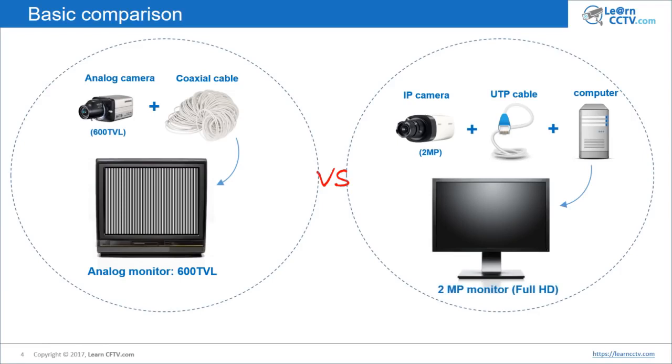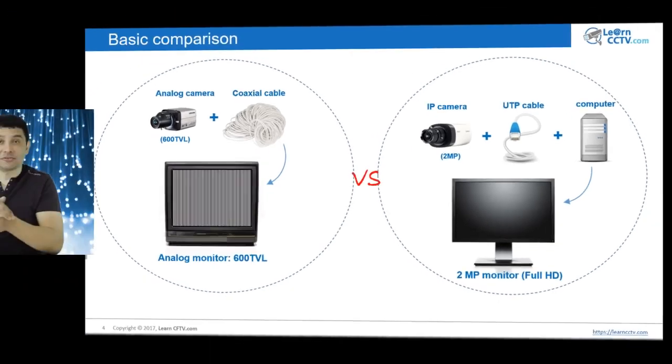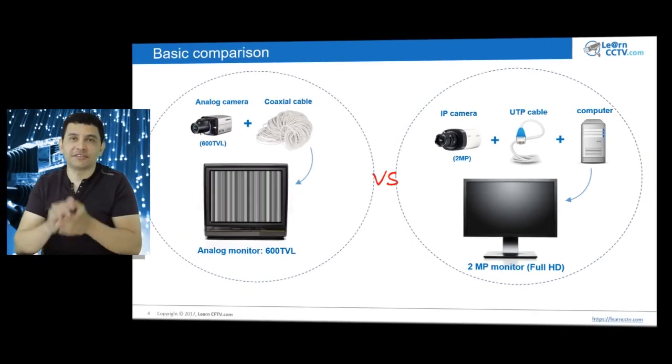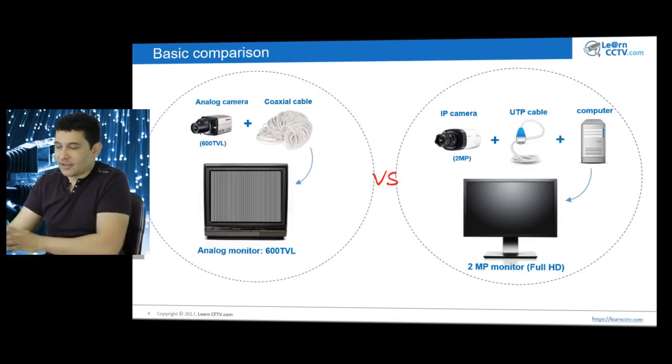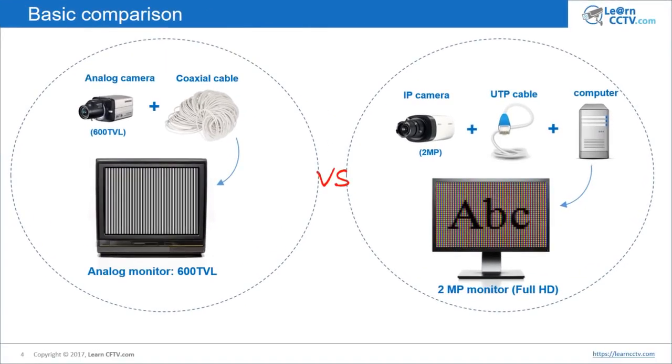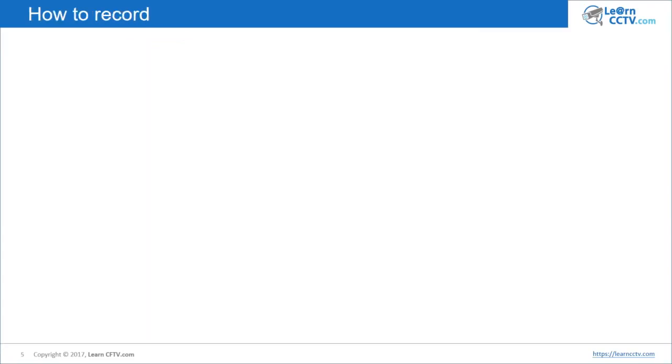Let's say a 2 megapixel monitor. That's the same as Full HD. When you talk about 2 megapixel resolution and Full HD resolution, it's the same thing, right? And then you have your pixels on your screen. That's pretty easy to understand. Now let's talk a little bit about recording.